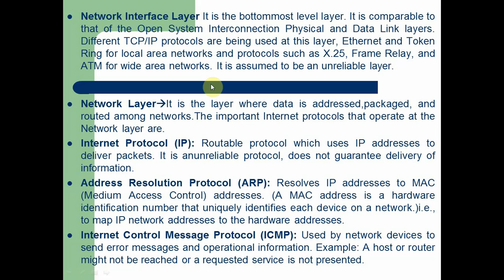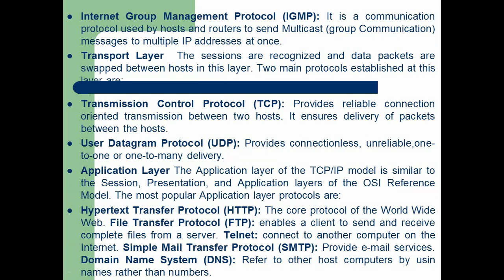Internet Control Message Protocol, ICMP, is used by network devices to send error messages and operational information. For example, if a host or router cannot be reached or a requested service is not available, this error message can be sent using ICMP. Next one, IGMP, Internet Group Management Protocol, is a communication protocol used by hosts and routers to send multicast messages to multiple IP addresses at once.